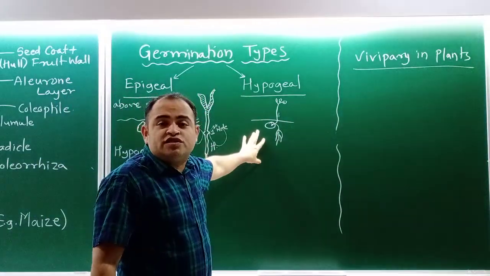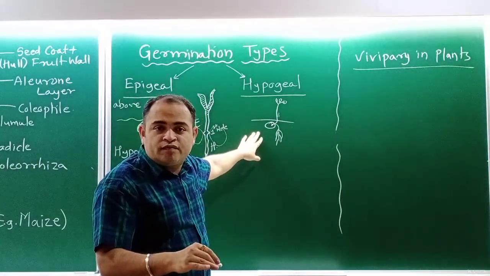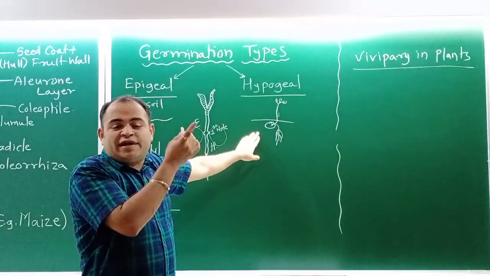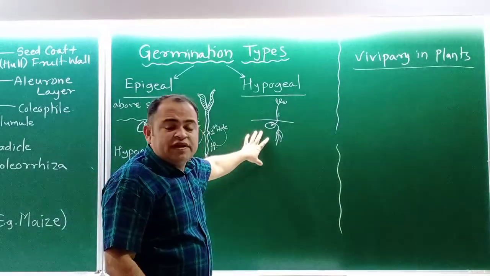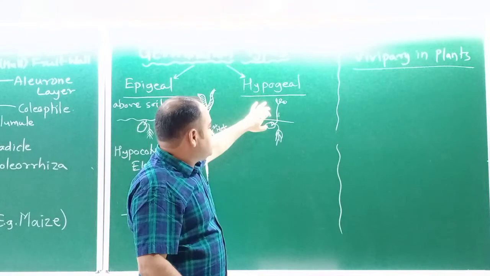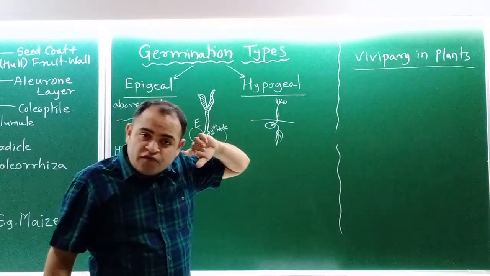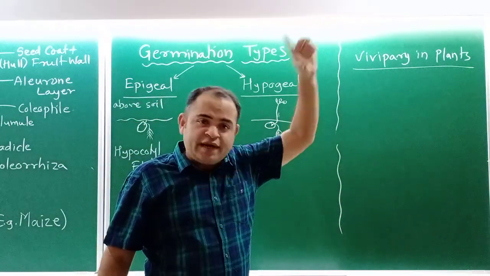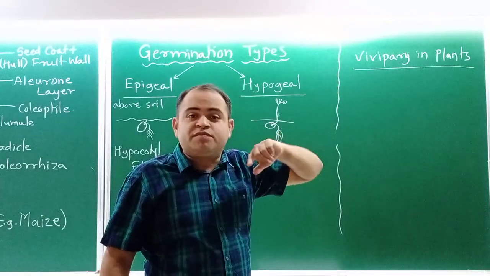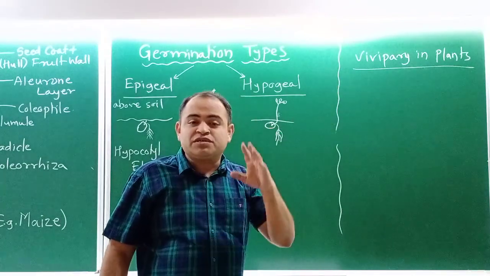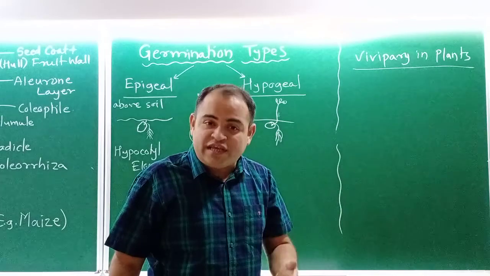The seed, the cotyledons, will remain below the soil, opposite to that of epigeal. The seed will remain in the soil, and this shoot part, the plumule, will grow up and form the entire shoot system. It is possible, yes. This type of variation, this type of magic is possible in nature.